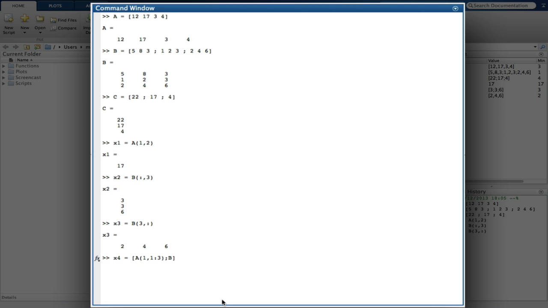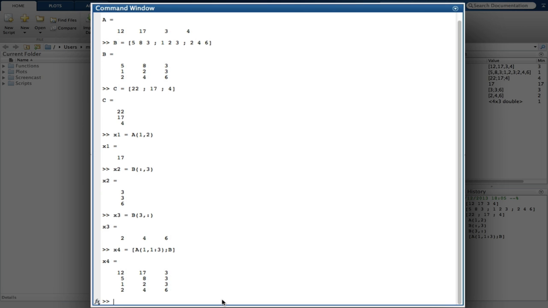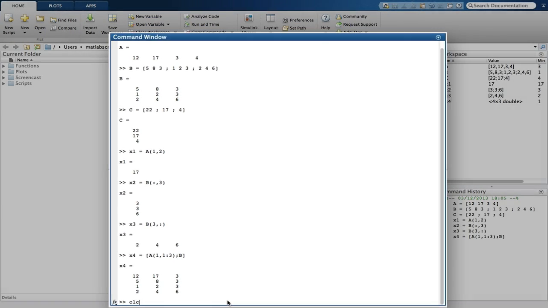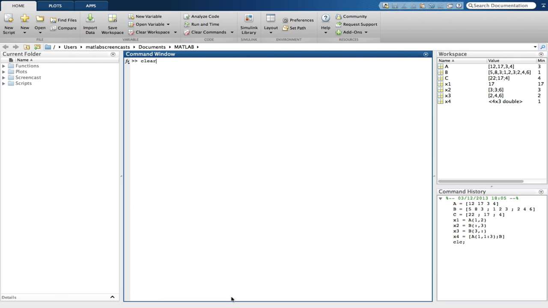This gives us a matrix of 3 by 4, containing the first 3 elements of vector A in row 1, and the rest of matrix B making up the second, third, and fourth rows. Using the CLC and the clear all commands, we can clear the command window as well as deleting all the variables we've created before we move on to question 2.